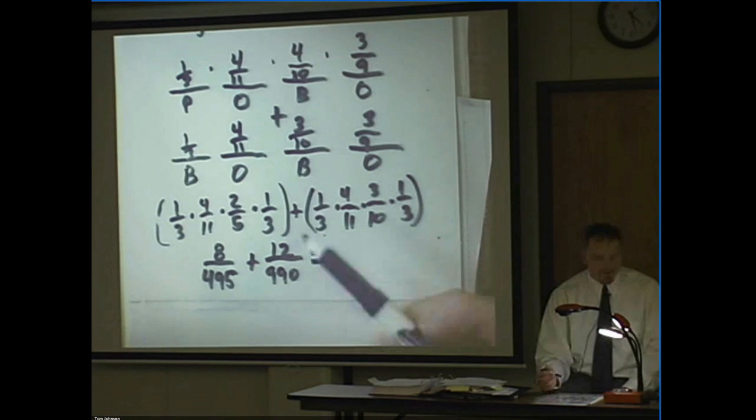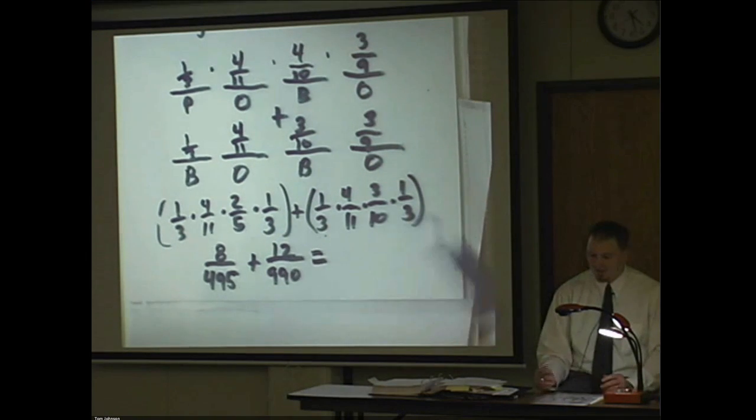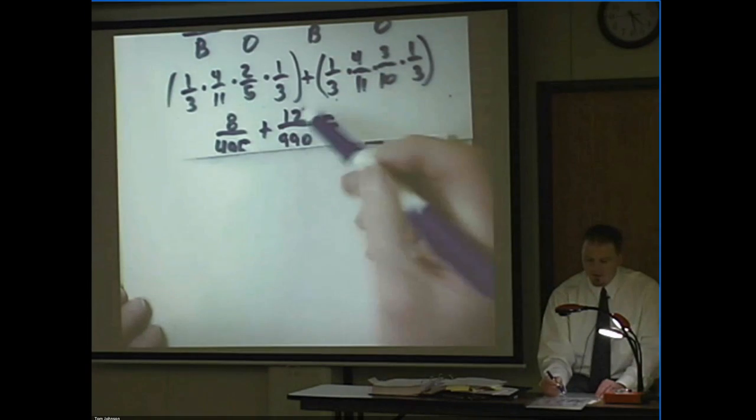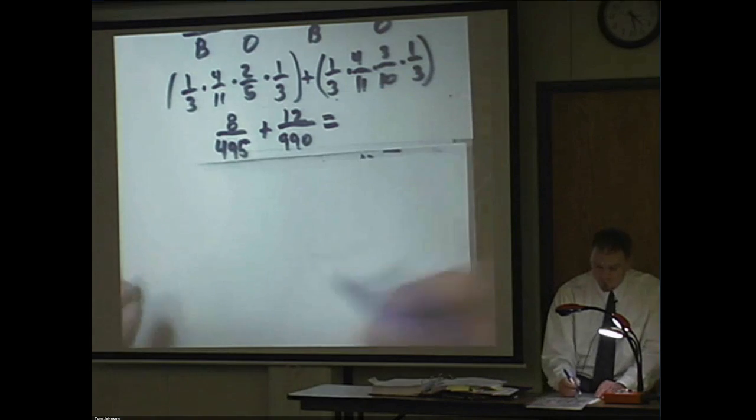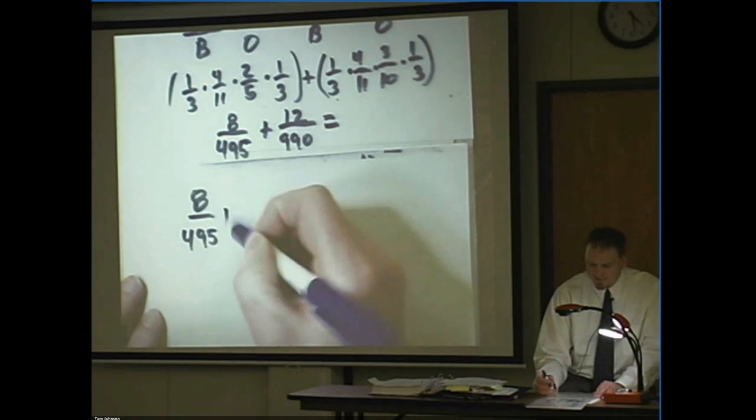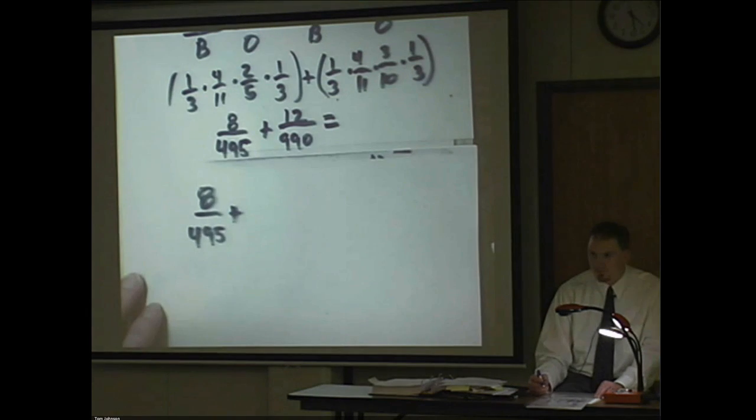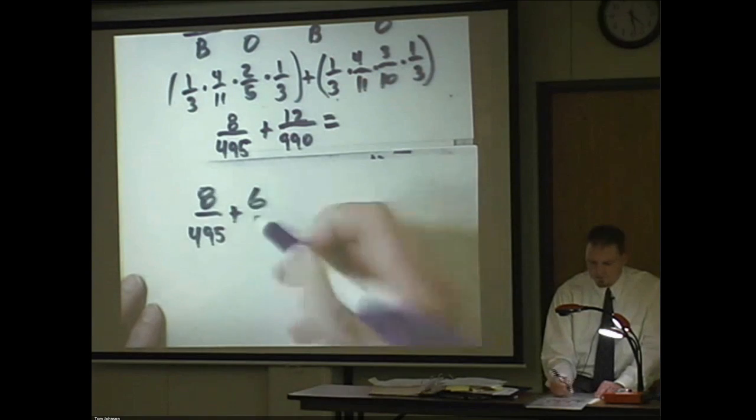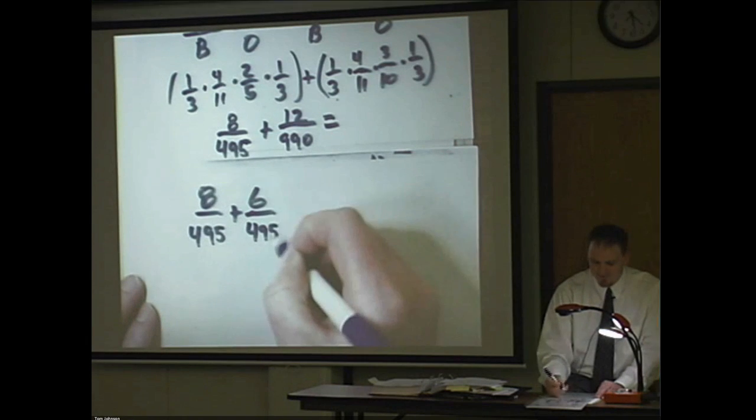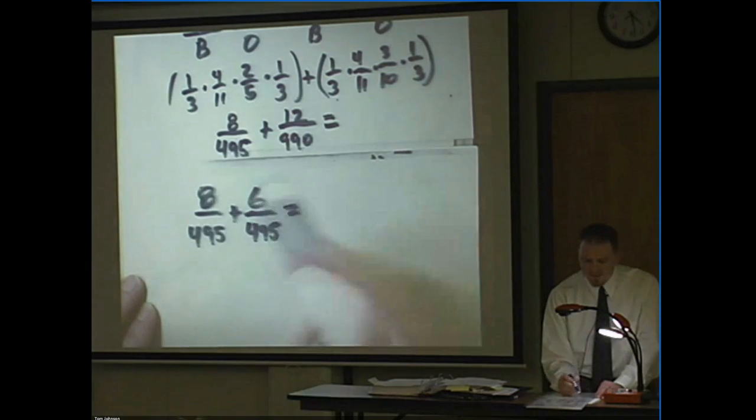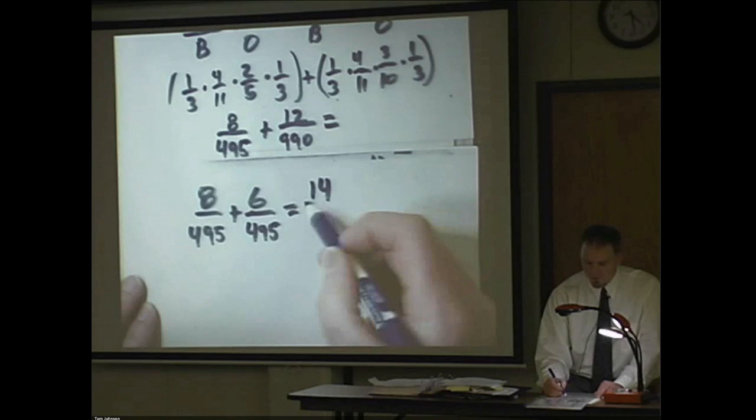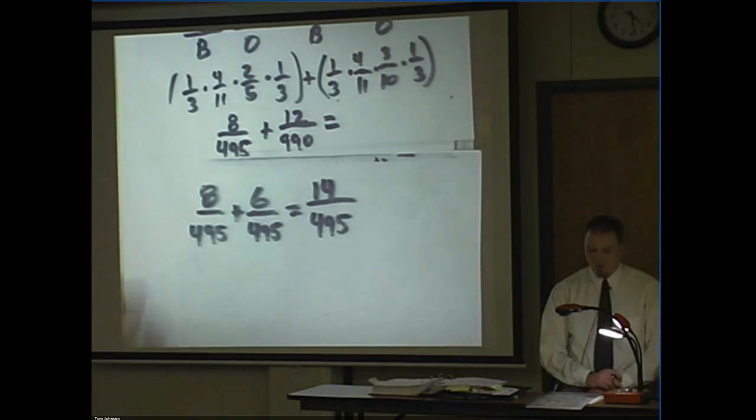Well, just looking at these two numbers here, I know right off the top of my head that I can simplify that, because that's an even number and that's an even number. So I'm just going to divide both of them by 2. So I've got 8 over 495 plus, what's 12 divided by 2? 6 over, what's 990 divided by 2? Oh my goodness, okay, 495. So what's 8 plus 6? It's 14 over 495.